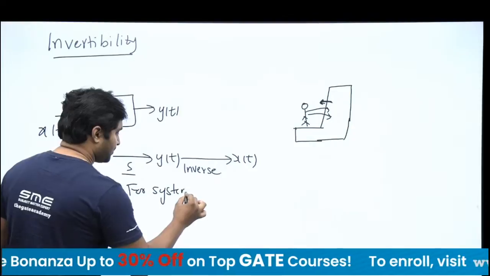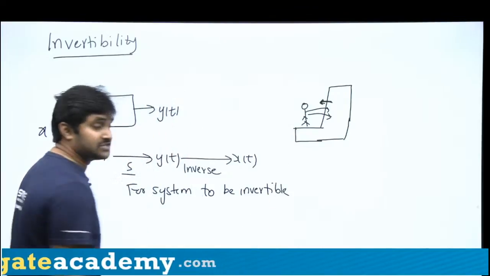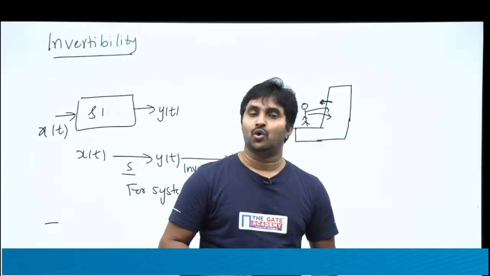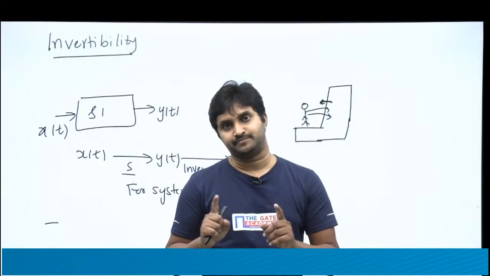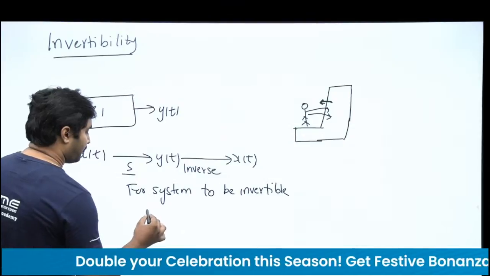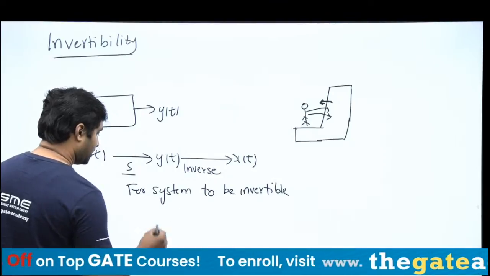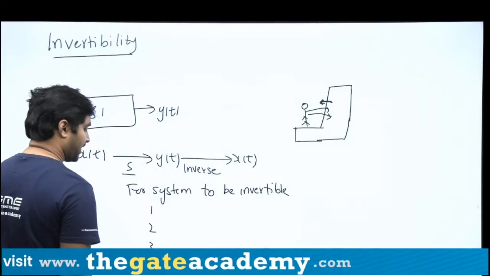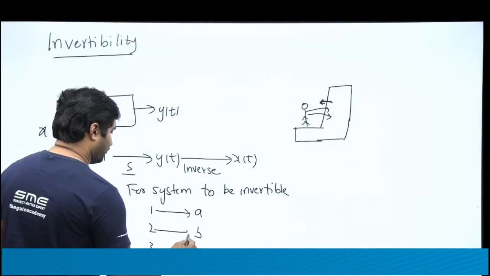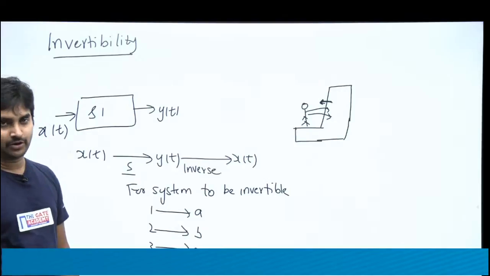For the system to be invertible, there should be a one-to-one mapping between input and output. What do I mean by one-to-one mapping? If you are getting x of n, I'm sorry, you have inputs 1, 2, 3, 4, and here you are getting outputs A, B, C, D. So there should be a one-to-one mapping between input and output.